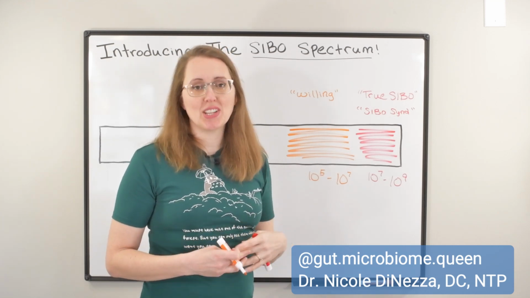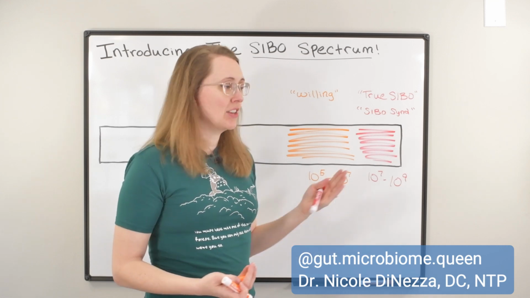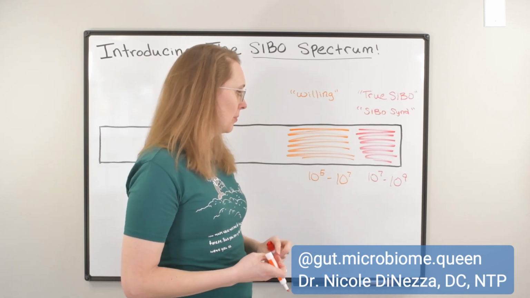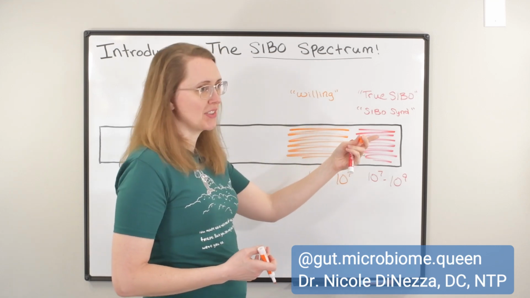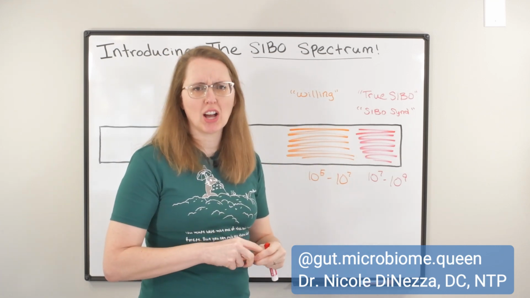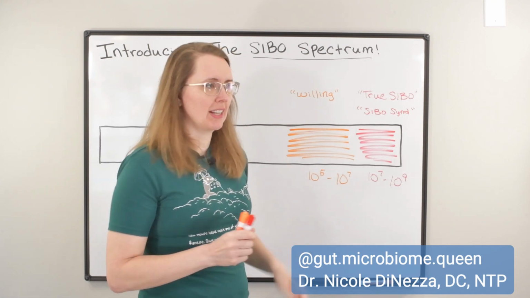There are other reasons for their nutritional deficiencies, usually lack of intake. And they don't have the anatomical abnormalities that are going to be seen with something like short bowel syndrome. So this is SIBO, maybe not SIBO syndrome, but this is that middle zone where I'm willing to call that SIBO and kind of work with that.